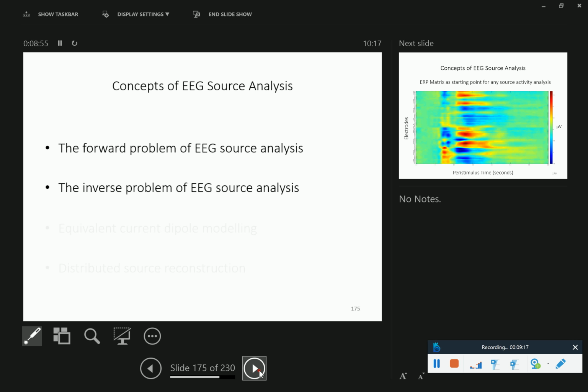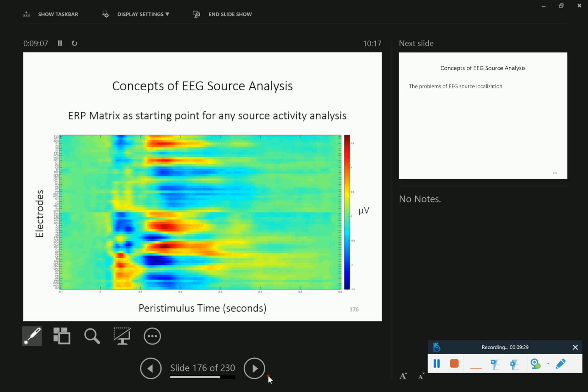Good. So forward problem and inverse problem. That's the first thing to talk about and the first terms to study. What you should keep in mind with the whole thing, especially in source analysis, is that source analysis starts essentially where we stopped talking about ERPs. So the assumption is that you have computed event-related potentials, that is voltage deflections over time, for each electrode.